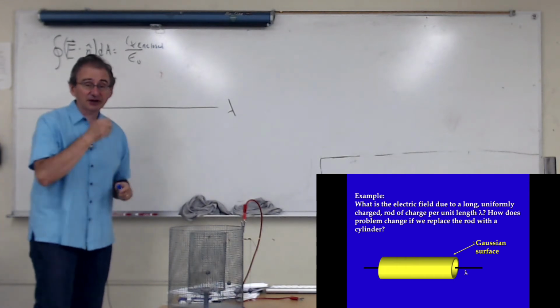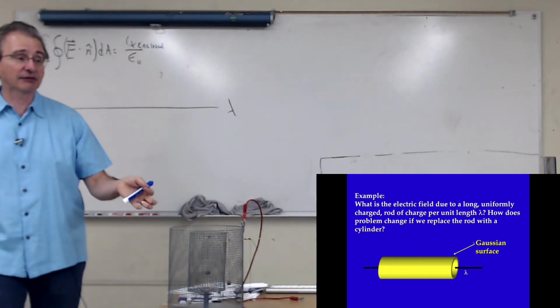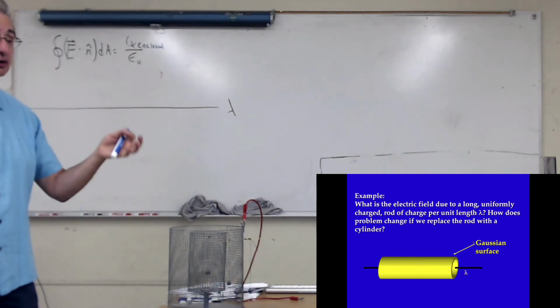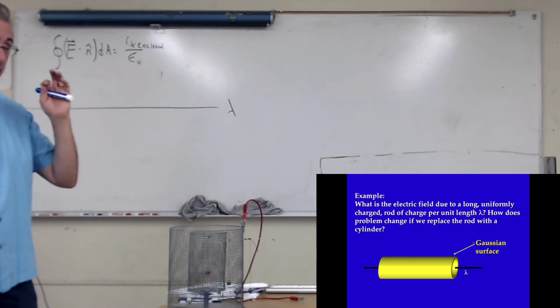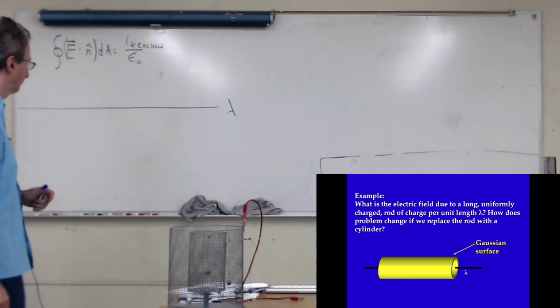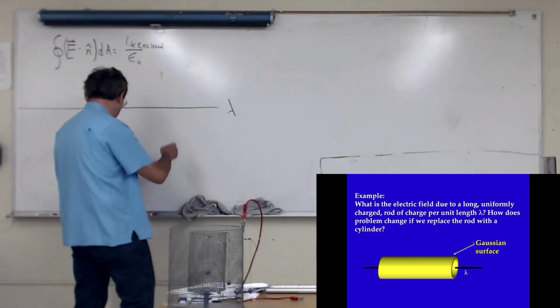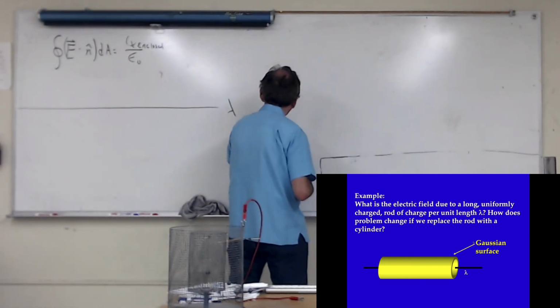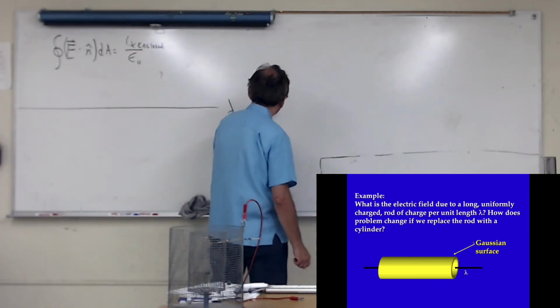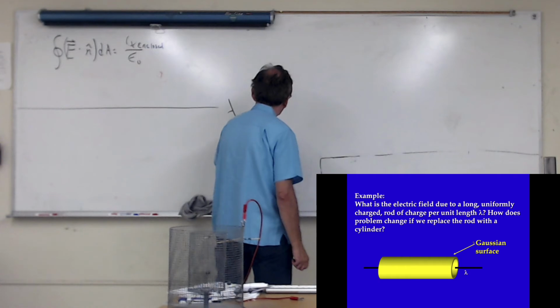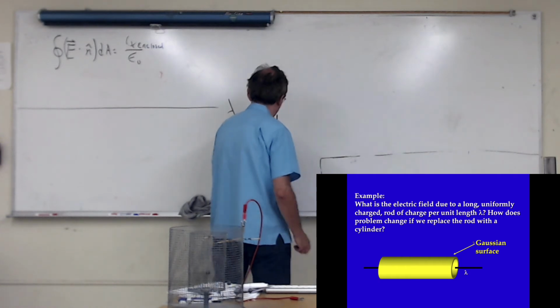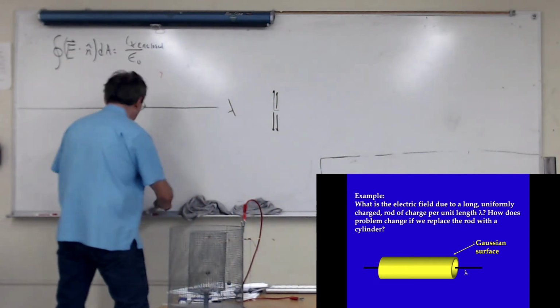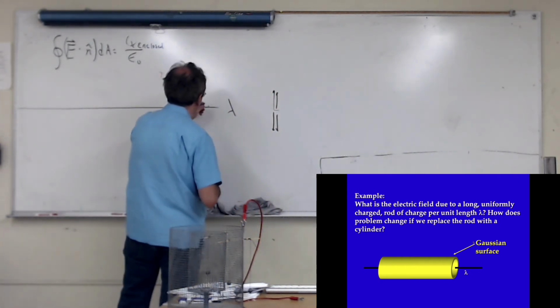Because if it's not infinitely long, the system is not going to have the geometry I need to apply Gauss's law. Just imagine this as being a bunch of point charges that are real close together. And the field lines are going to go like this eventually. So field lines are going to look like this.